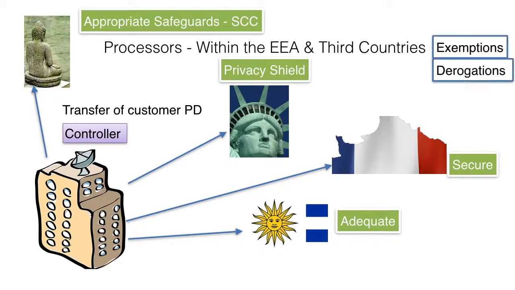There are exemptions, there are derogations. If you have a group company, then consider binding corporate rules because this helps the flow of information within the group company.